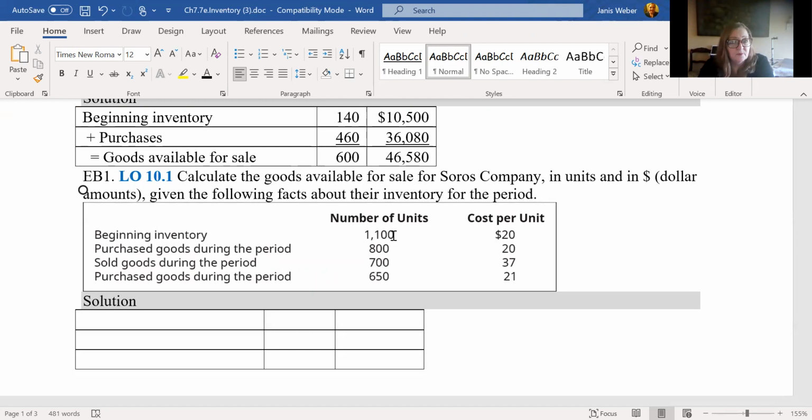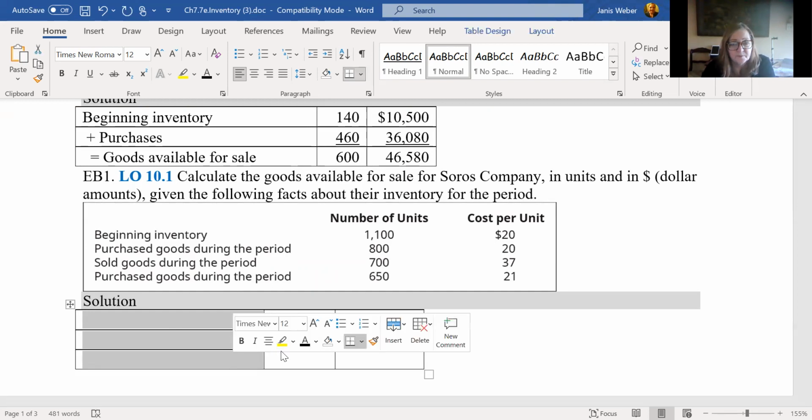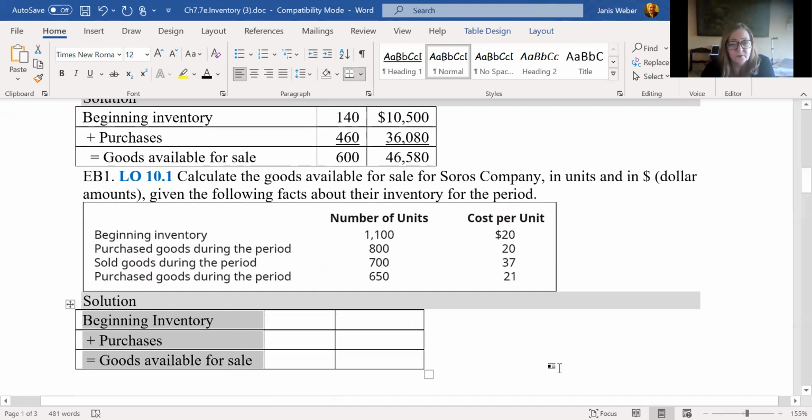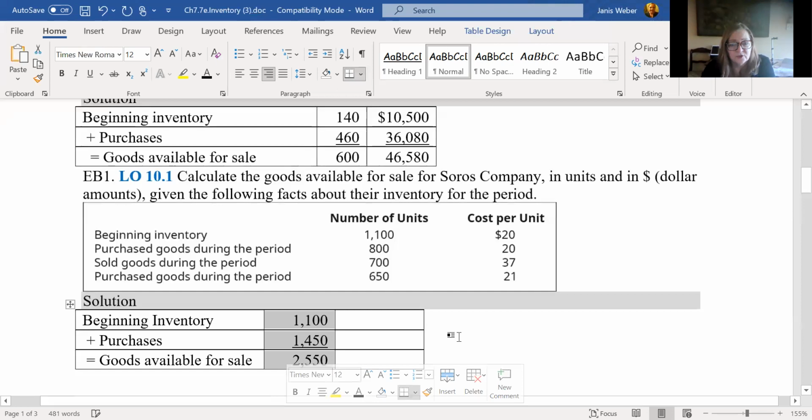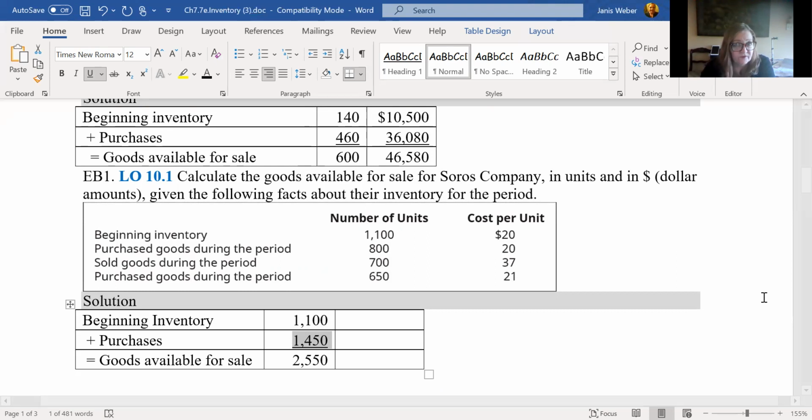All right, so the same process that we just did, the goods available is the total of the beginning inventory and the purchases. So beginning inventory was this 1,100 units. And then you see that we purchased two lots, 800 right there and 650. So that's where this 1,450 is coming from right here, from the total of 800 and 650. So we have a total number of units of 2,550.